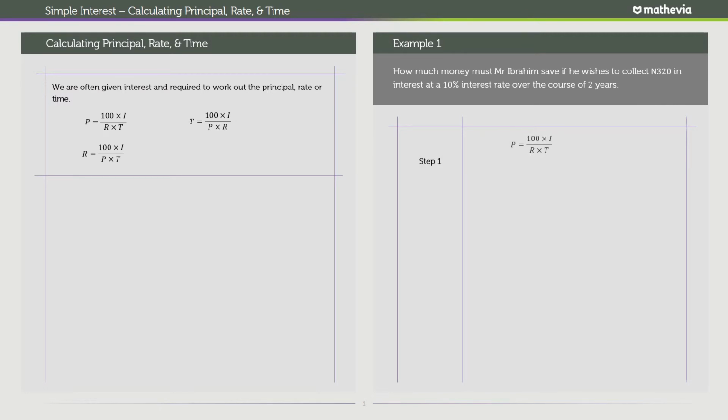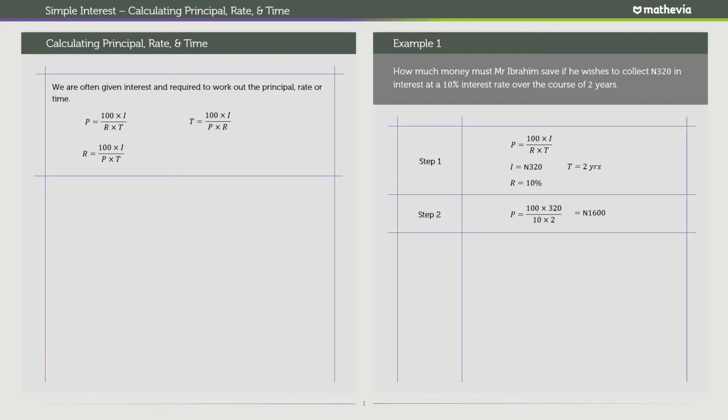So we're looking for the principal, and principal equals 100 times I divided by rate times time. I is 320, rate is 10%, time is 2 years, and we just multiply interest by 100 and divide by the other two. So we have 100 times 320 divided by 10 and 2. So 10 would cancel one of the zeros there. We cancel the 0 in 320. 32 divided by 2, you have 16. So you have 16 times 100 gives you 1,600 naira.